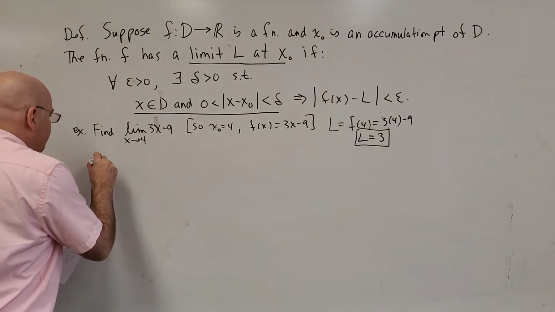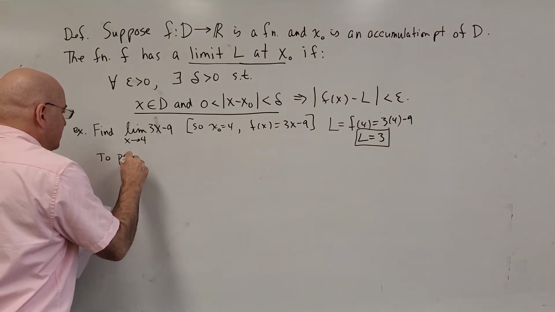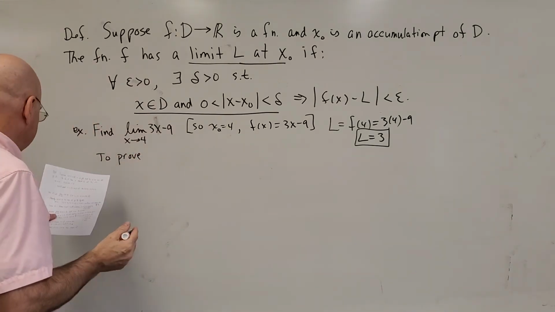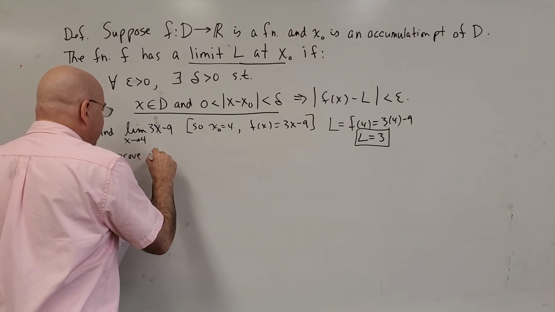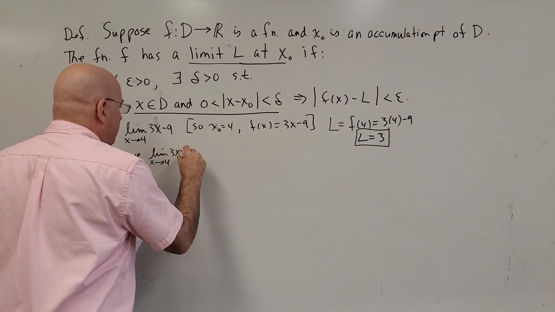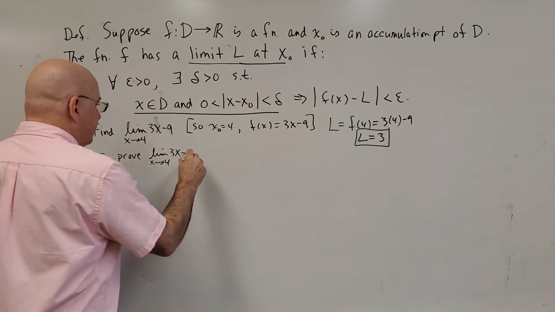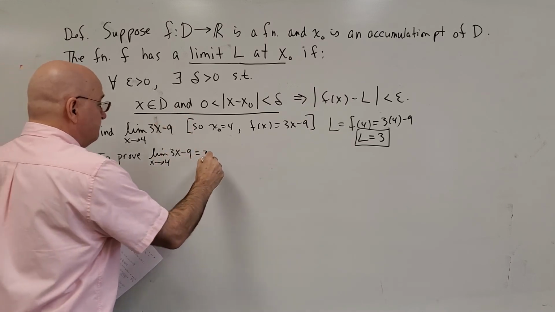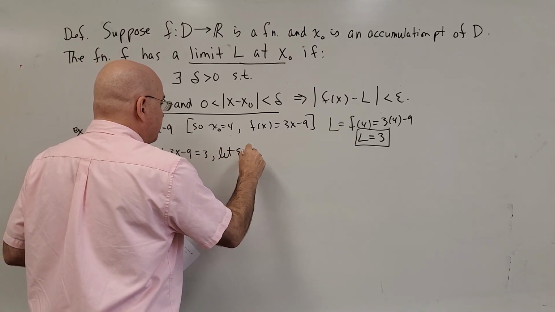Okay, so to prove or to show, maybe I should have used show because this isn't necessarily a formal proof, but I'll leave it. To prove that the limit as x approaches 4 of 3x minus 9 is equal to 3, let's start off by just saying let epsilon greater than 0 be given.